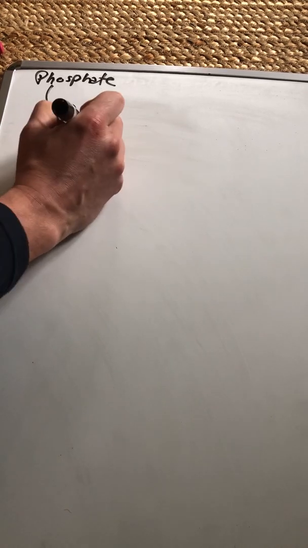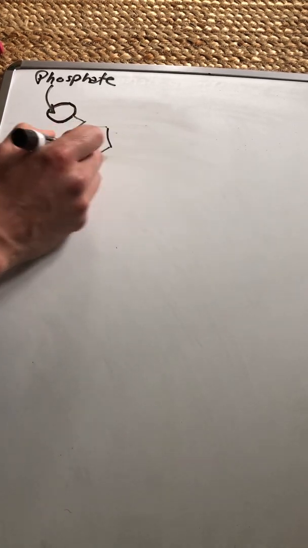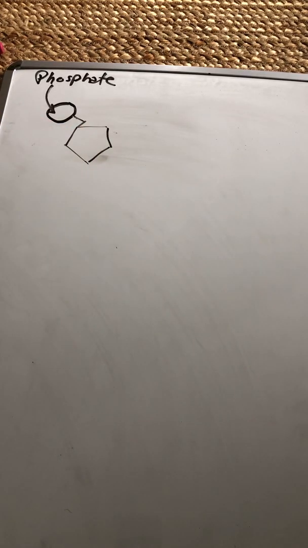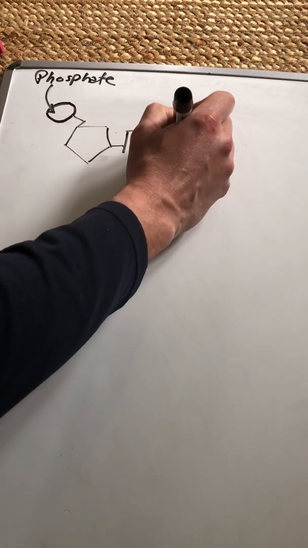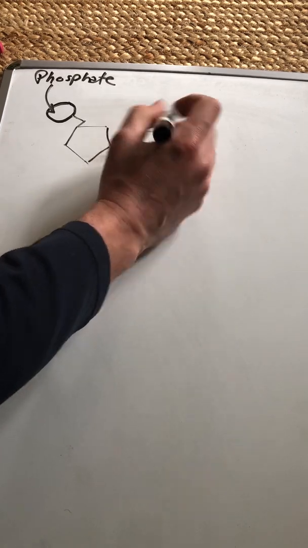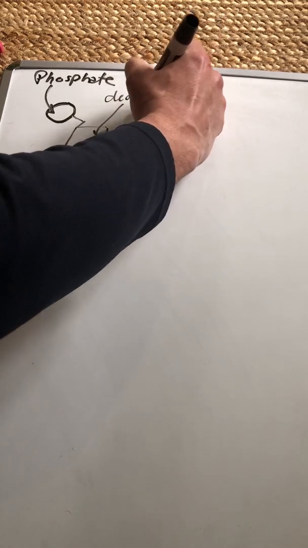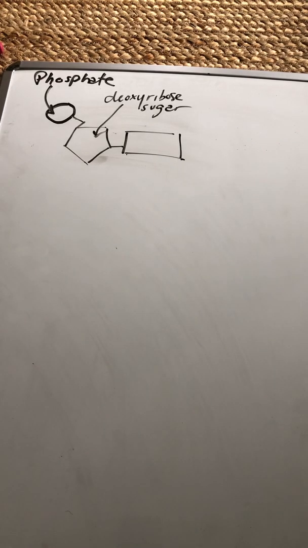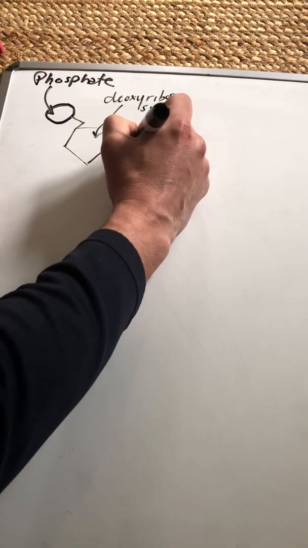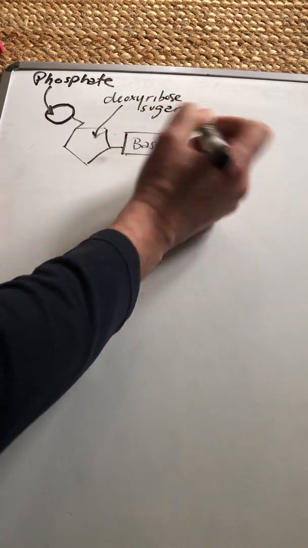And this is going to be attached to a five-sided molecule that kind of looks like a house tilted a little bit. And then this is going to be attached to, we're going to make this a rectangular piece. This is going to be the deoxyribose sugar. That's the house shape. Deoxyribose. That's the sugar where DNA gets its name from. And then this is a nitrogen base, right?